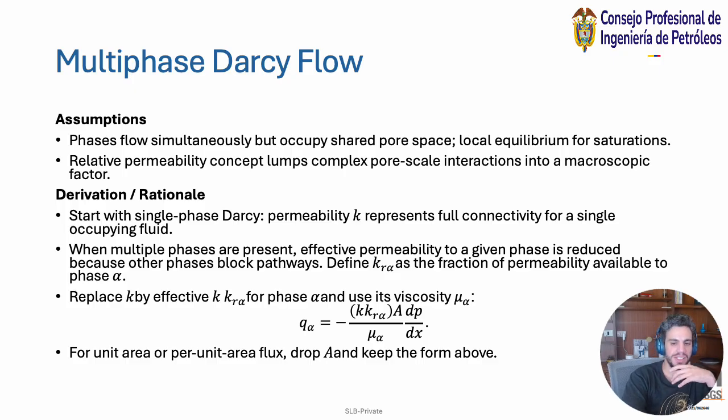And when you have several phases, the effective permeability to each phase is then reduced, and you can define that effective permeability as a fraction of permeability available for a given phase, alpha, whatever you're looking at. Then you can replace your permeability parameter by the total permeability multiplied by the relative permeability, right? And then you can add the different viscosities for each phase, and you have these multiple equations for each phase, or each flow.